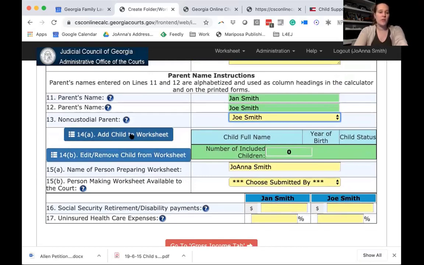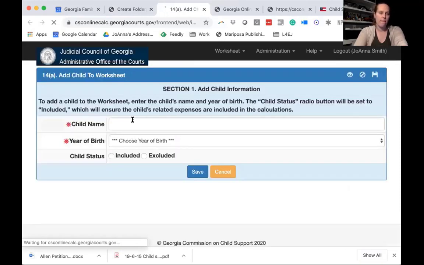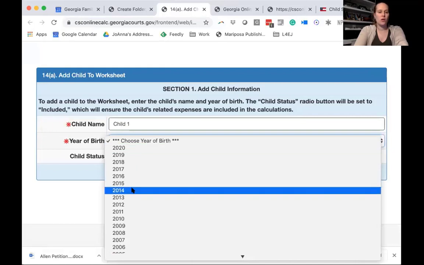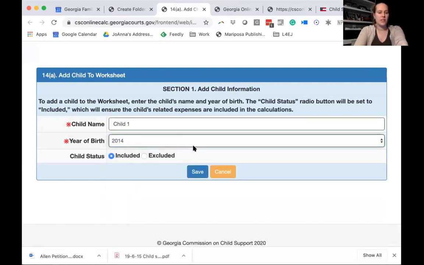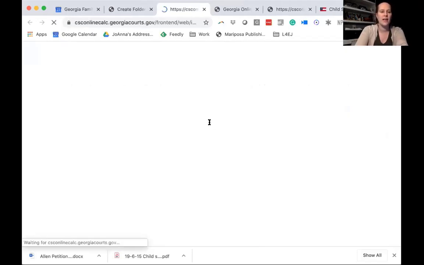This I find to be the most tedious part. You have to add each child to the worksheet. Their birth date is going to just be the year. Included or excluded, generally all the children in the cases you see will be included. I haven't had an issue where you've had to exclude a child before. So I'm going to go ahead and add 2 children.